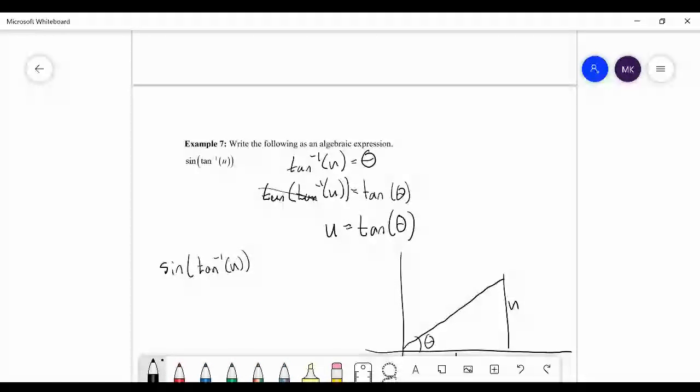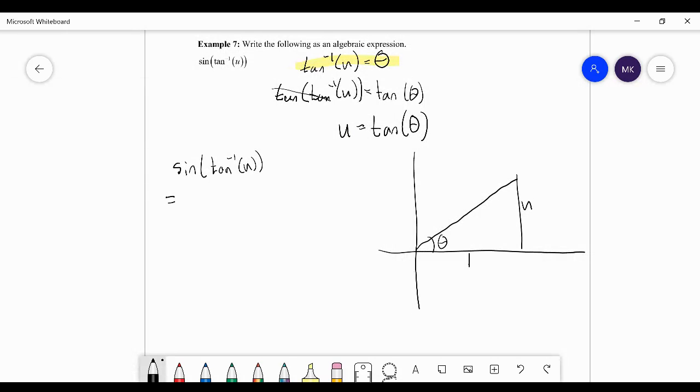But we said, let inverse tangent of u be theta. So what we're asking here is, what is the sine of theta? Well, to know that, I simply need to know the opposite, which is u, and I need to know the hypotenuse, which we can find by using the Pythagorean theorem. That's just the square root of 1 plus u squared. So sine of theta is u over the square root of 1 plus u squared.